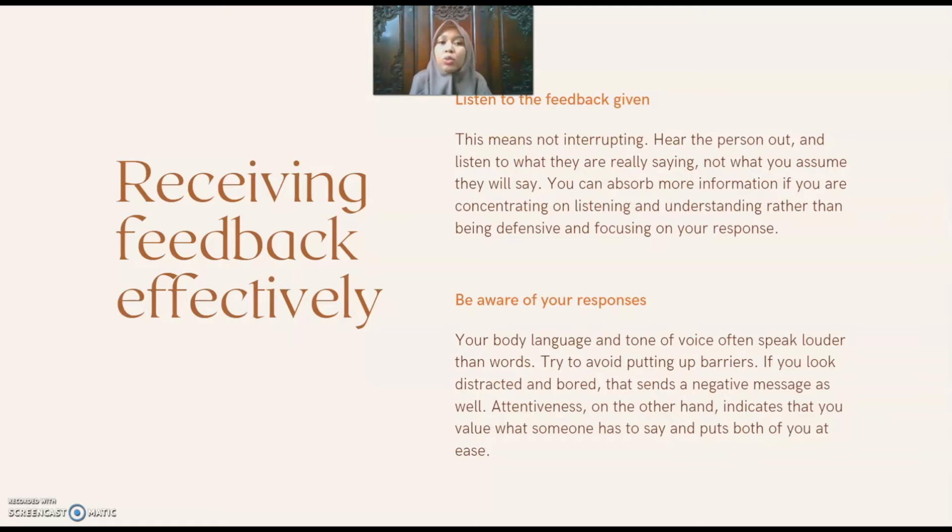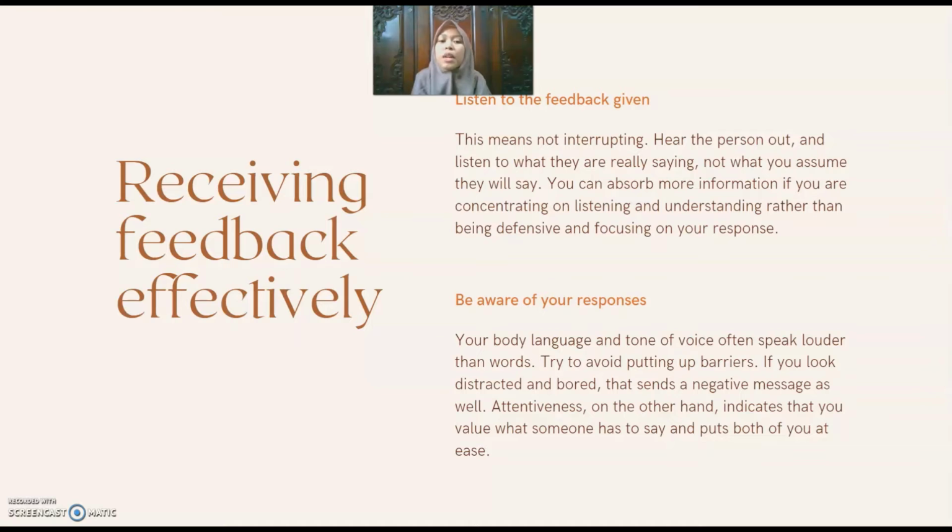First is listen to the feedback given. This means not interrupting. Hear the person out and listen to what they are really saying, not what you assume they will say. You can absorb more information if you are concentrating on listening and understanding rather than being defensive and focusing on your response.